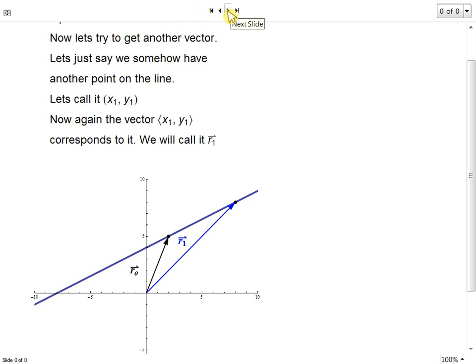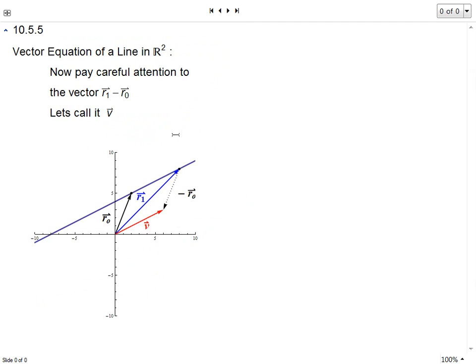That's all I should need, though, right? Two points, I should be able to define the line. So here's how I'm going to create the line. Let's look at the vector r1 minus r naught. Didn't we say the vector r1 minus r naught was the vector that connected the tip of r naught to the tip of r1? Which I drew down here as v.